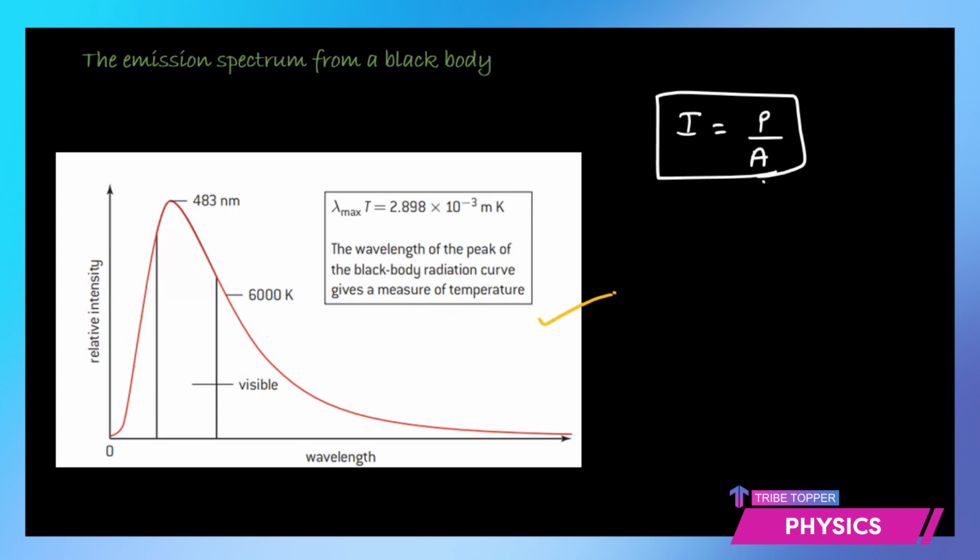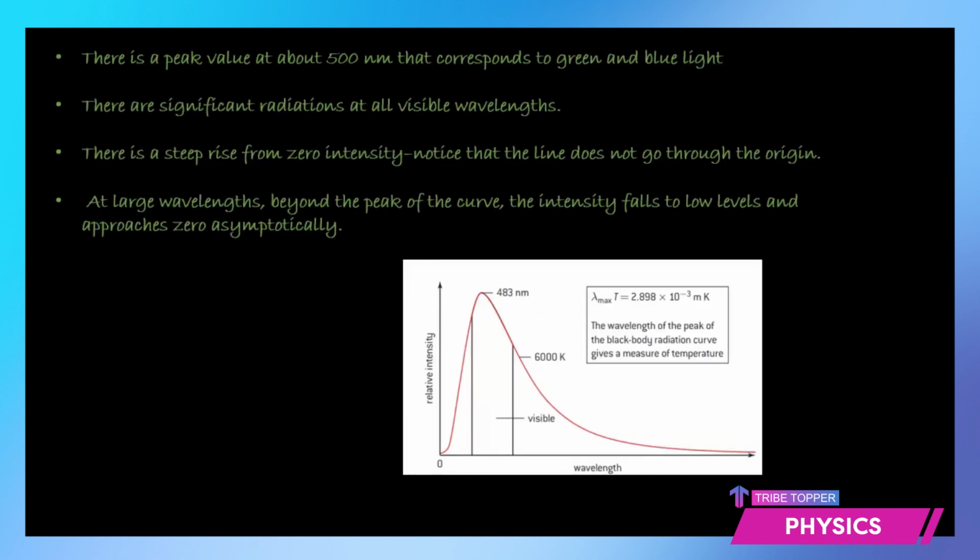This is for a black body at a temperature somewhere close to 6000 Kelvin, which is almost the temperature of the sun, where of course we are assuming that the sun is a near perfect black body radiator. So let's discuss the characteristics of this particular graph. There is a peak value at about 500 nanometers.